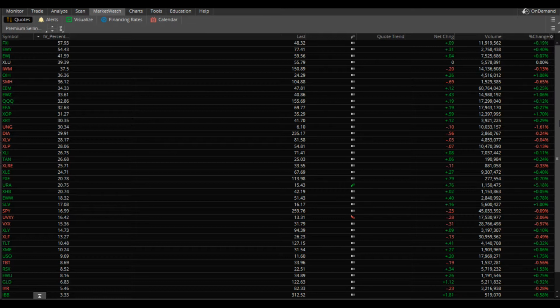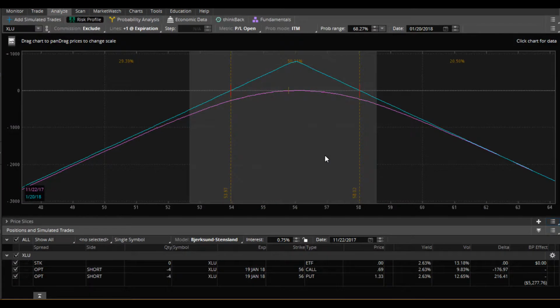Okay, let's take a look at the payout diagram for our XLU straddle. Okay, and here we are in our XLU straddle. So this is a very typical straddle. We are currently at a probability of profit at 50.11%, and as we get closer and closer to expiration, we'll see that number continue to move up. We see that our break-evens are 53.97 to 58.02. So we have pretty nice break-evens.